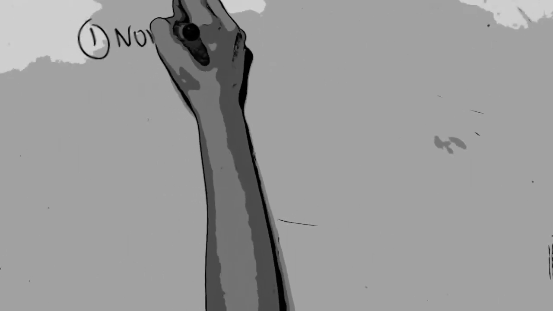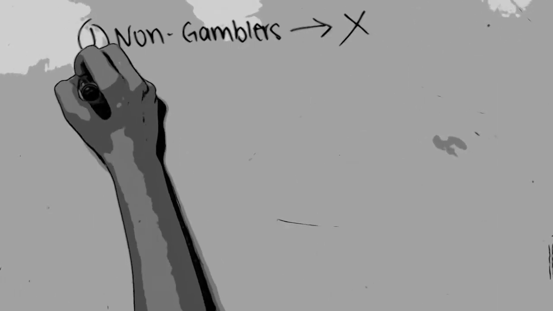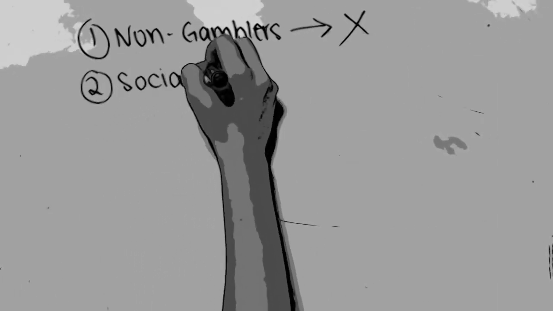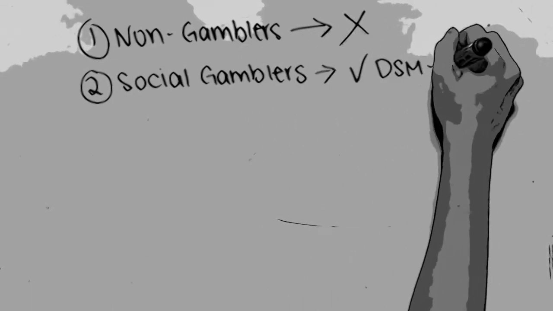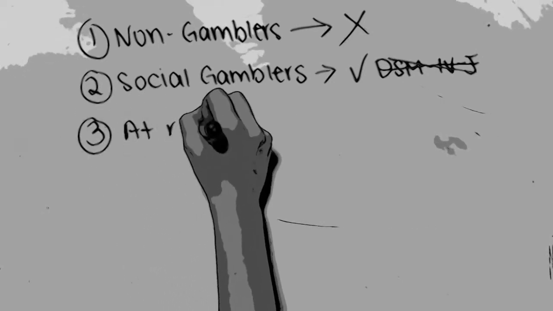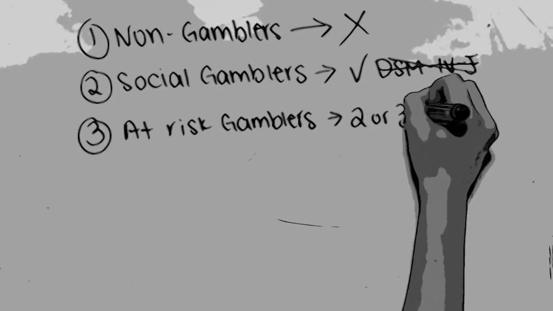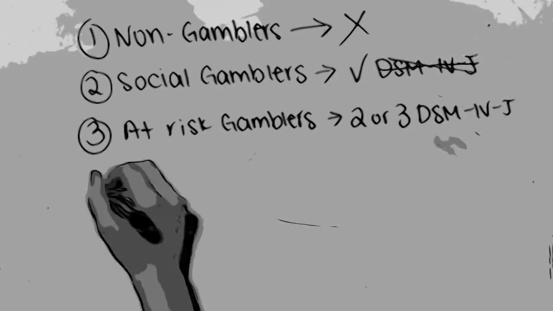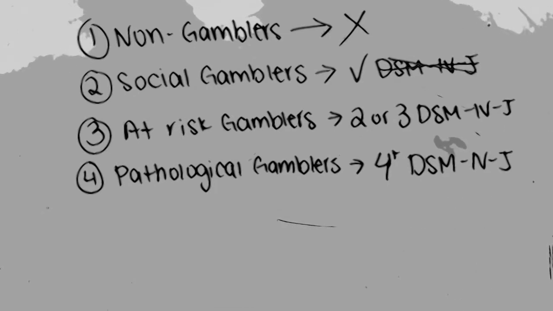The sample was classified into 4 categories. There were non-gamblers who never gambled within the previous 12 months, social gamblers who did gamble in the previous 12 months, but little to no gambling-related problems according to the DSM-4J, at-risk gamblers who received a score of 2 or 3 on the DSM-4J, and pathological gamblers that had a score of 4 or more from the DSM-4J.